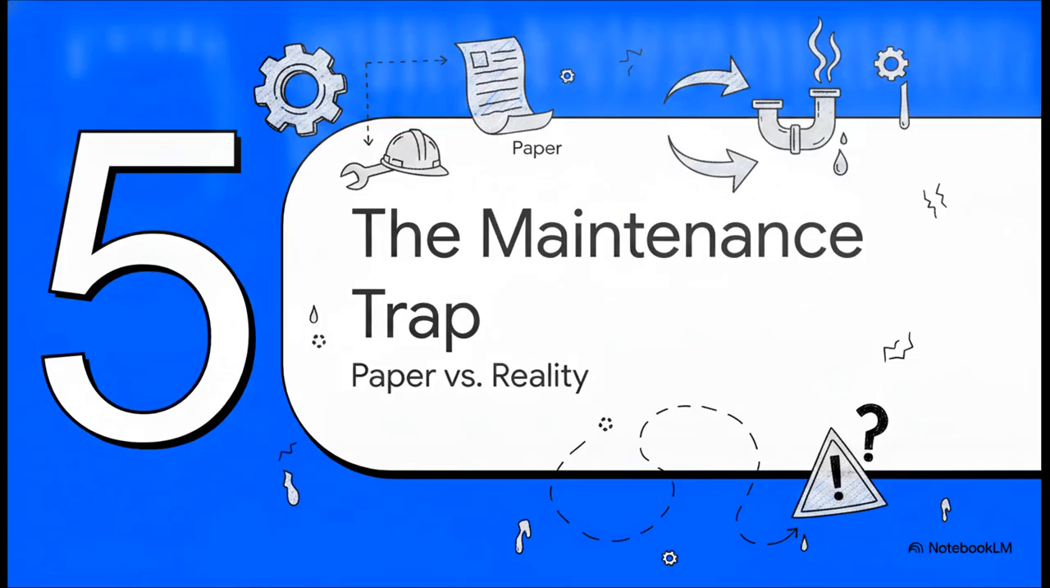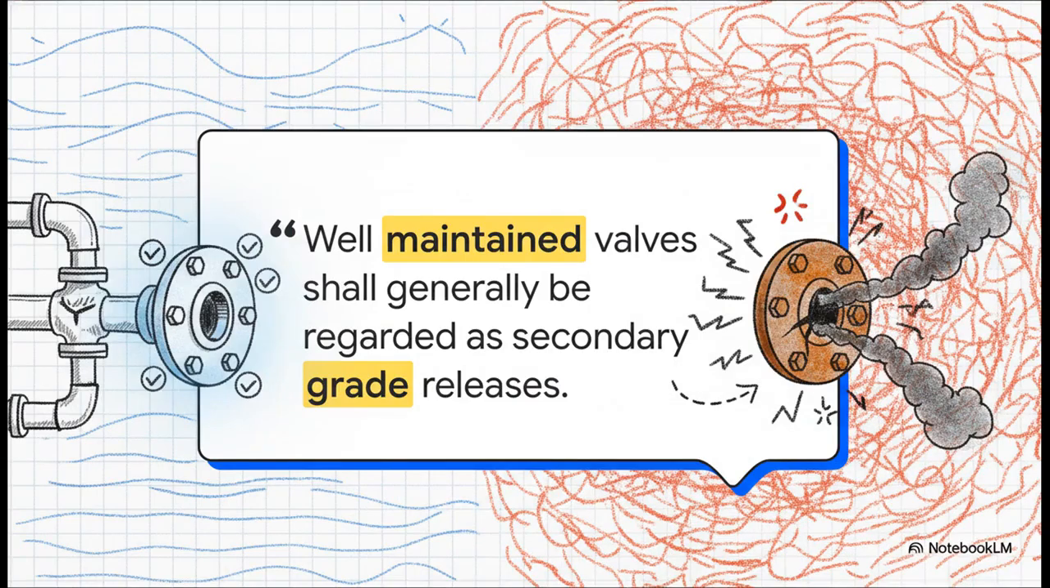Which brings us to Section 5, the maintenance trap, paper versus reality. Let's address a really critical real-world twist where I see so many new engineers completely slip up when they start applying these international standards. Remember just a minute ago when we said a flange is graded secondary? Well, it's graded secondary specifically because a properly maintained, correctly torqued flange is not expected to leak in normal operation.